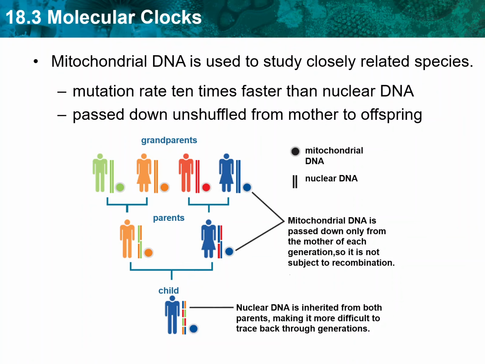Furthermore, as is shown on the screen here, mitochondrial DNA is always inherited from the mother, because the mitochondria in a sperm cell are lost after fertilization. This type of inheritance is different from that of nuclear DNA, which is a combination of DNA from both parents. Scientists use the fact that mitochondrial DNA is passed down unshuffled to trace mutations back through many generations in a single species. In fact, mutations in mitochondrial DNA have been used to study the migration routes of humans over the past 200,000 years.